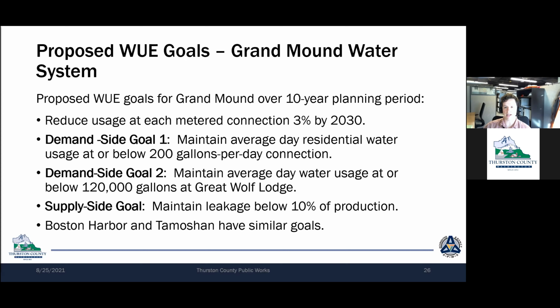Boston Harbor and Tamoshan have the same goals, except they do not have the additional goal pertaining to the Great Wolf Lodge. Please keep in mind that these are goals. While failure to meet the leakage goal will require the water loss action plan, failure to meet the others does not necessarily result in consequences. That said, we want to be as efficient as possible in production and distribution of water and highly encourage our customers to use water efficiently.